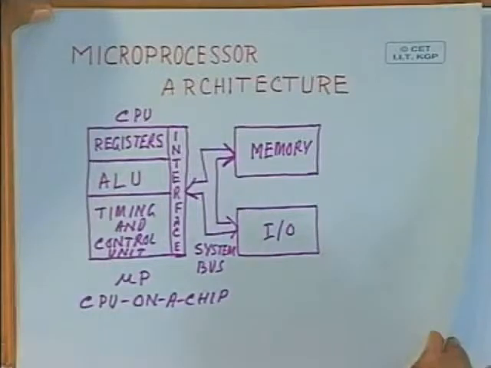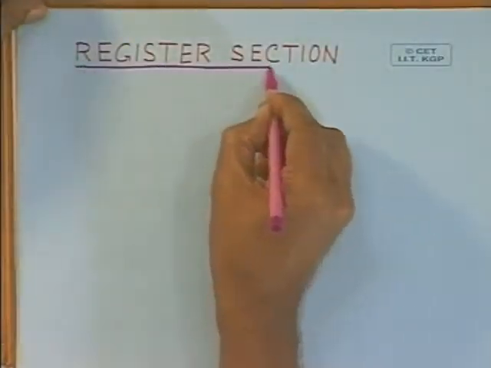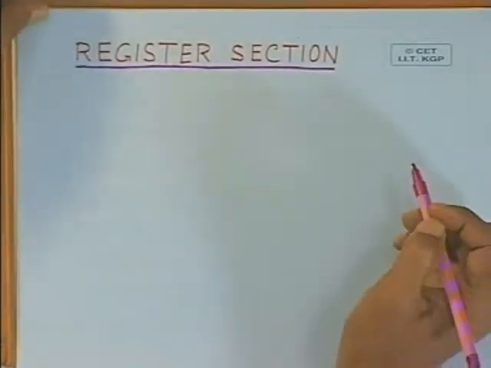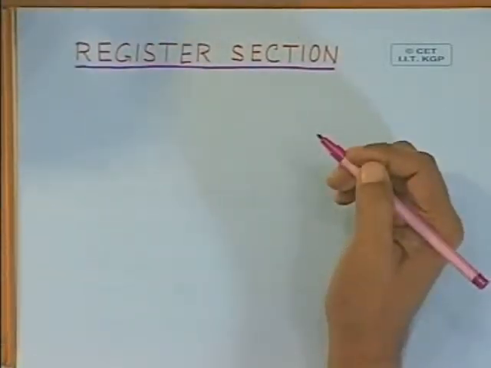Let us focus on different sections of the CPU. First we shall focus on the register section. You may be knowing what is a register. A register is nothing but a set of flip-flops which are used to store instruction data. And obviously the number of flip-flops will depend on what is the size of data, what is the size of instruction, what is the size of address you will be storing.